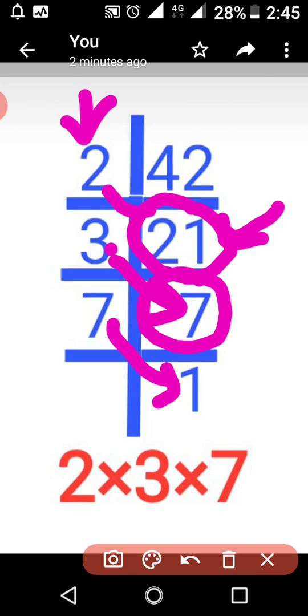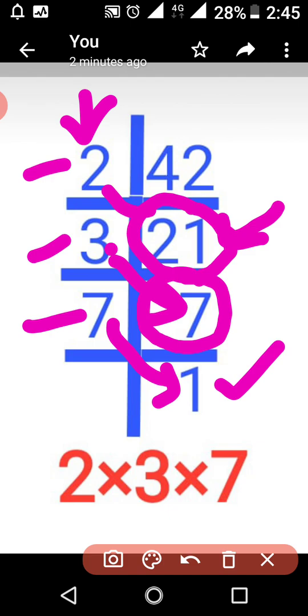This is the way to find out prime factorization by division method. Finally, the factorization of 42 is 2, 3, 7. So 2 into 3 into 7. We need to continue this process until we reach 1. Here we got 1. So this is the way to do prime factorization method by division. Now let us see one more example.